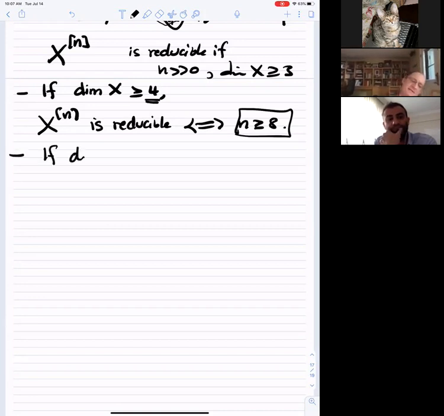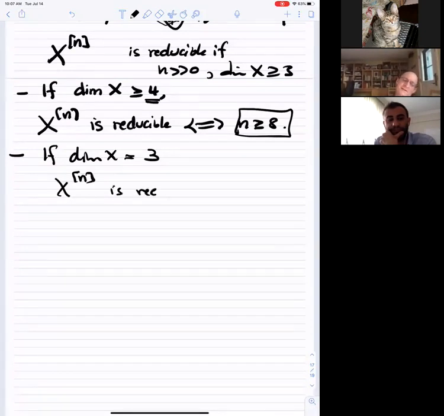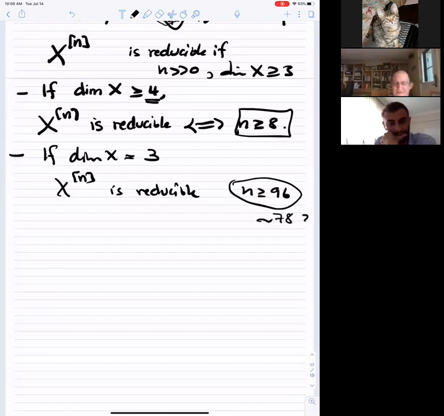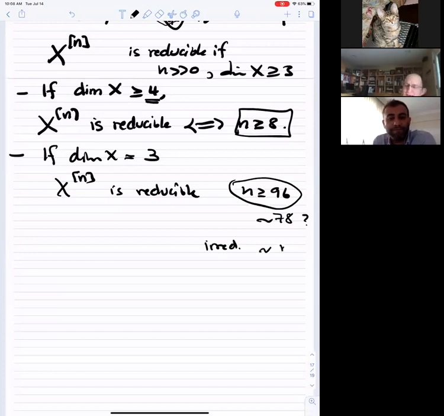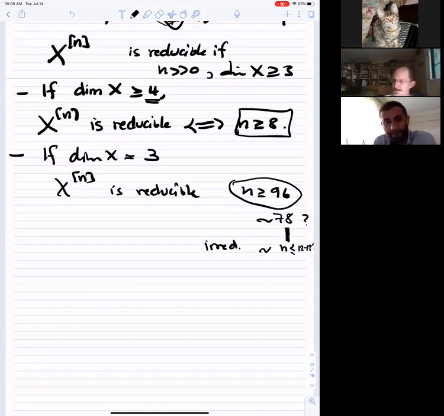If the dimension of X is equal to 3, then there are various theorems here. These numbers change. What I proved for you is that X^n is reducible if n is at least 96, this is Iarrobino. I think these days it is known for roughly 78 or something like that. These numbers change, and I don't quite remember what the actual number was. And it's known that it's irreducible for something like n less than 12 or 13. People prove more and more things. But there is a gap here of 50, 60 where we don't know what happens.